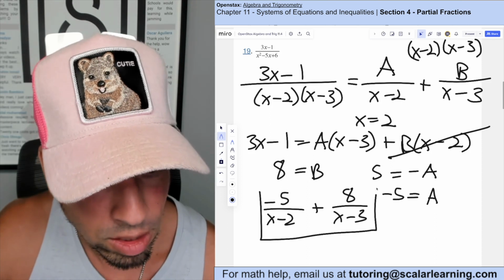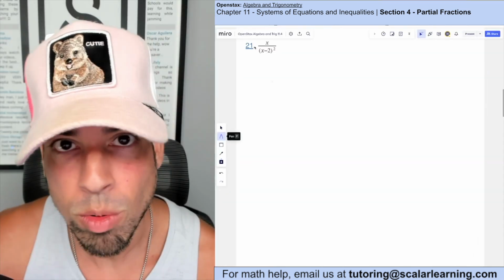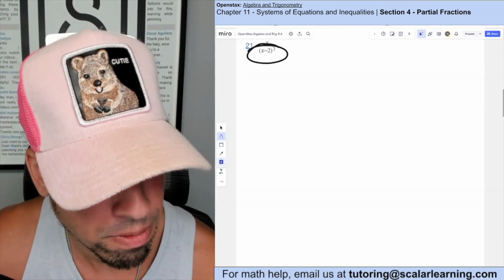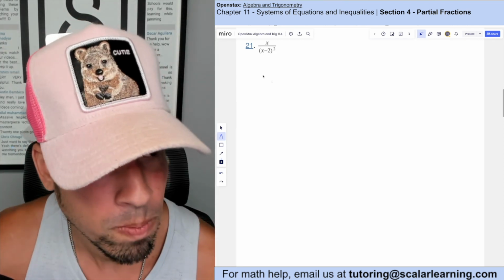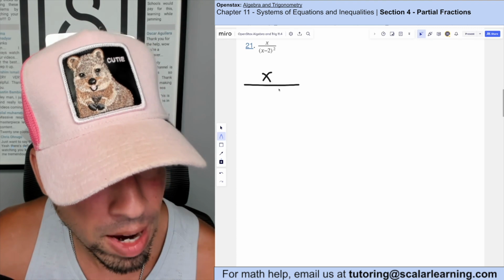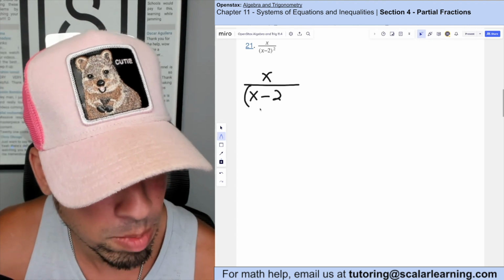And that is how you do it. Done. So for this one, we actually now have a repeated factor in the bottom. So this kind of changes the way that we set it up. So it's already nice and factored here, essentially, right? It's x minus 2 squared.